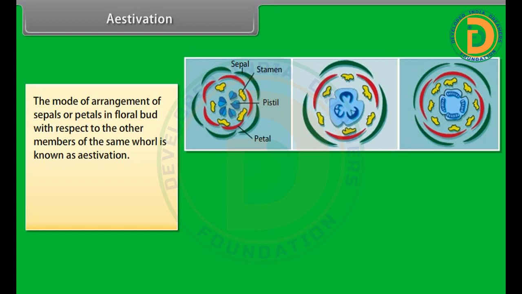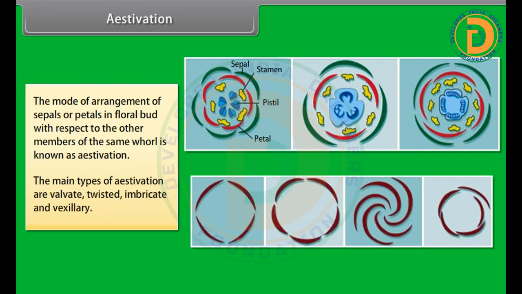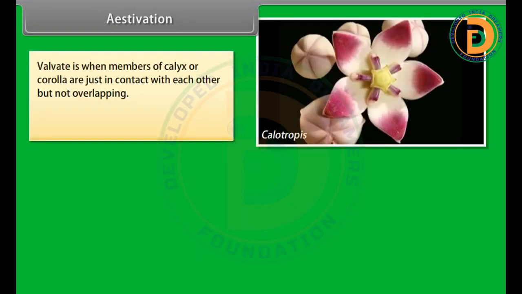Estivation. The mode of arrangement of sepals or petals in floral bud with respect to the other members of the same whorl is known as estivation. The main types of estivation are valvate, twisted, imbricate, and vexillary. Valvate is when members of calyx or corolla are just in contact with each other but not overlapping. Example, Calotropis.